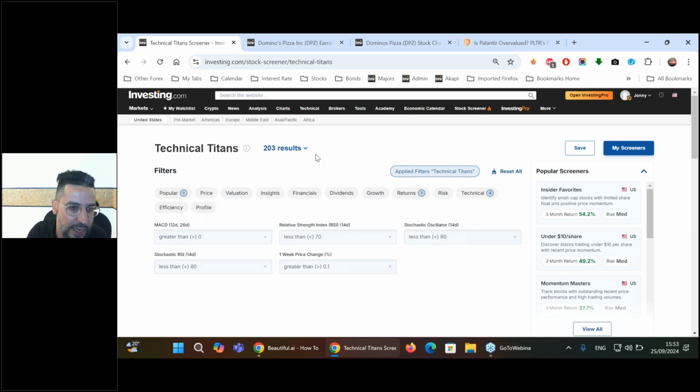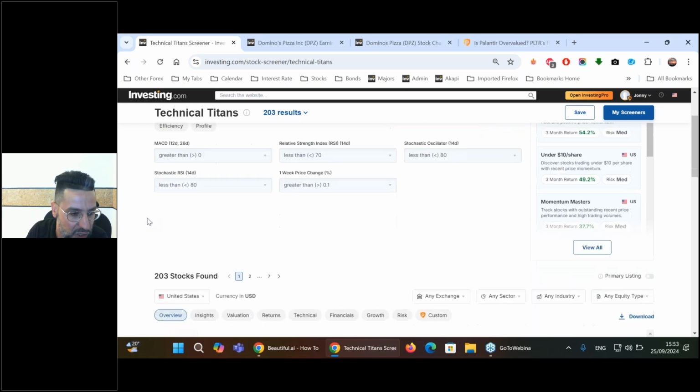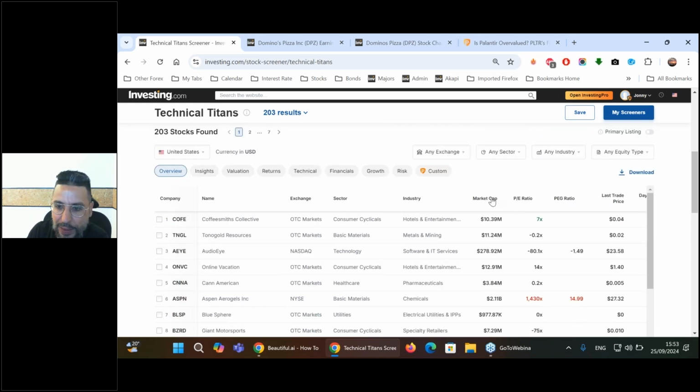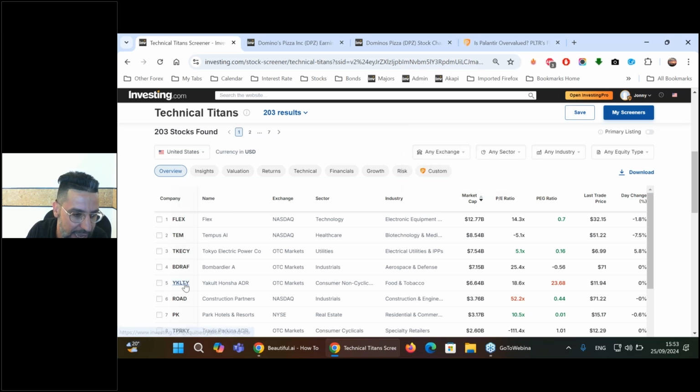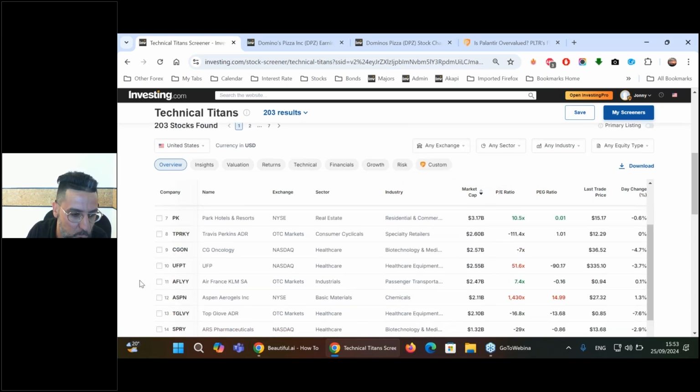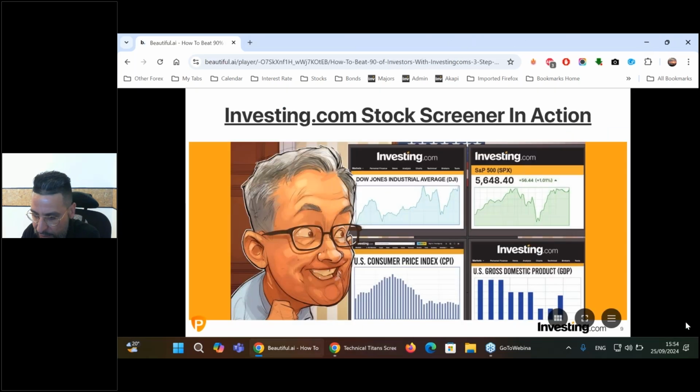So Technical Titans, you'd probably find a lot of examples with that. We have 200 names on this screener, and I guarantee that more than a few of them are overvalued as per the fair value valuation models. But again, it's just one part of the whole process, and really, it should be part of the due diligence when you make these decisions.